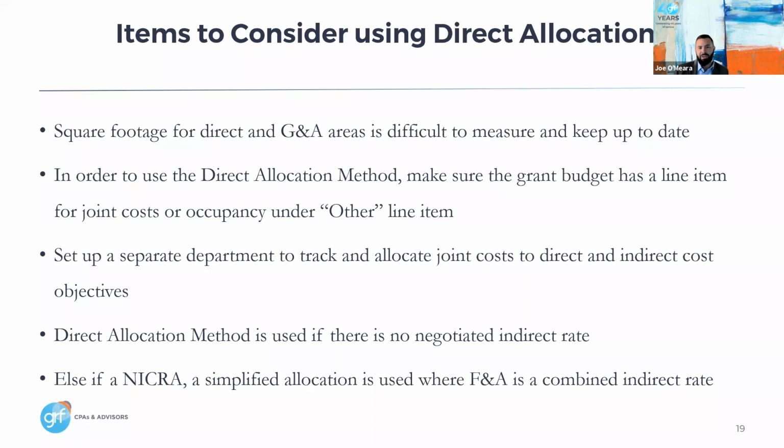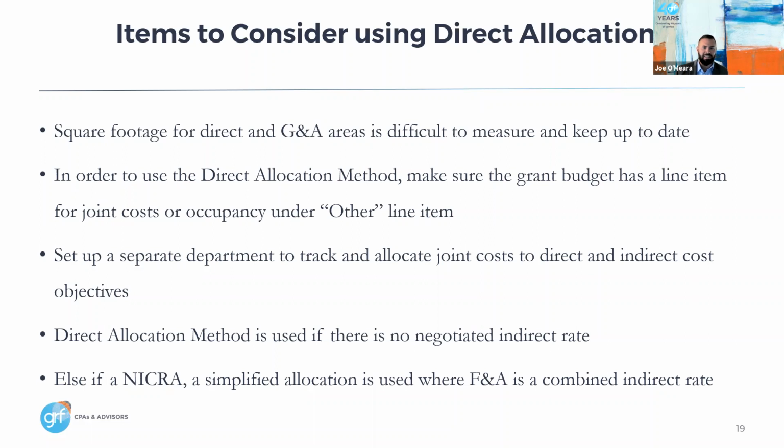And if you're using the direct allocation method, again, it needs to be transparent that this is the process with your grantor. So make sure in the budget there's a line item for joint costs or occupancy, or other line items, so you're clearly calling out that it's a direct allocation that you're using.